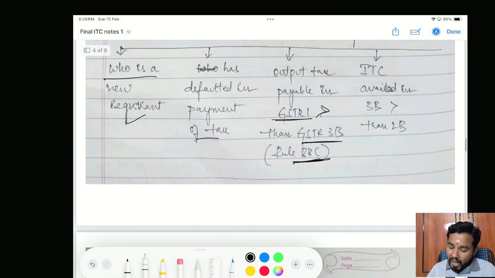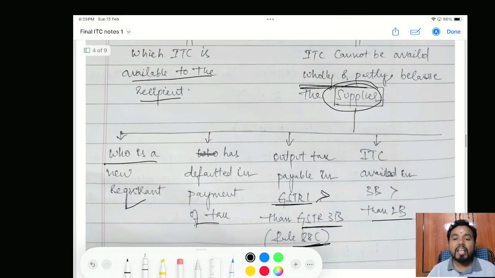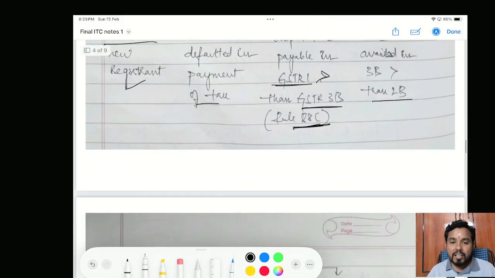Okay, next one, ITC availed in 3B is more than 2B. So you cannot avail ITC more than what was reflected in 2B. But if your supplier, I repeat, if your supplier had availed ITC more than what was reflected in his 2B, say in his 2B it was only 1 lakh, but he had availed 1,10,000, in such a scenario, as you have purchased goods or services from that supplier, there is a risk of your ITC becoming ineligible. There is that risk also.